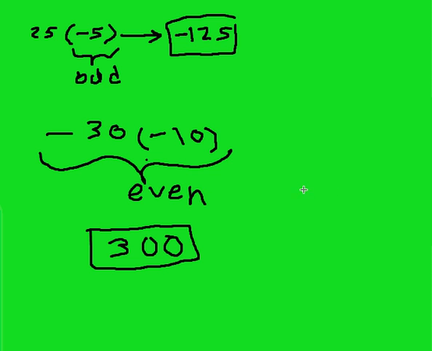Let's take a look at one more. Let's take a look at a tougher one. Negative 3 times 10 divided by negative 6.